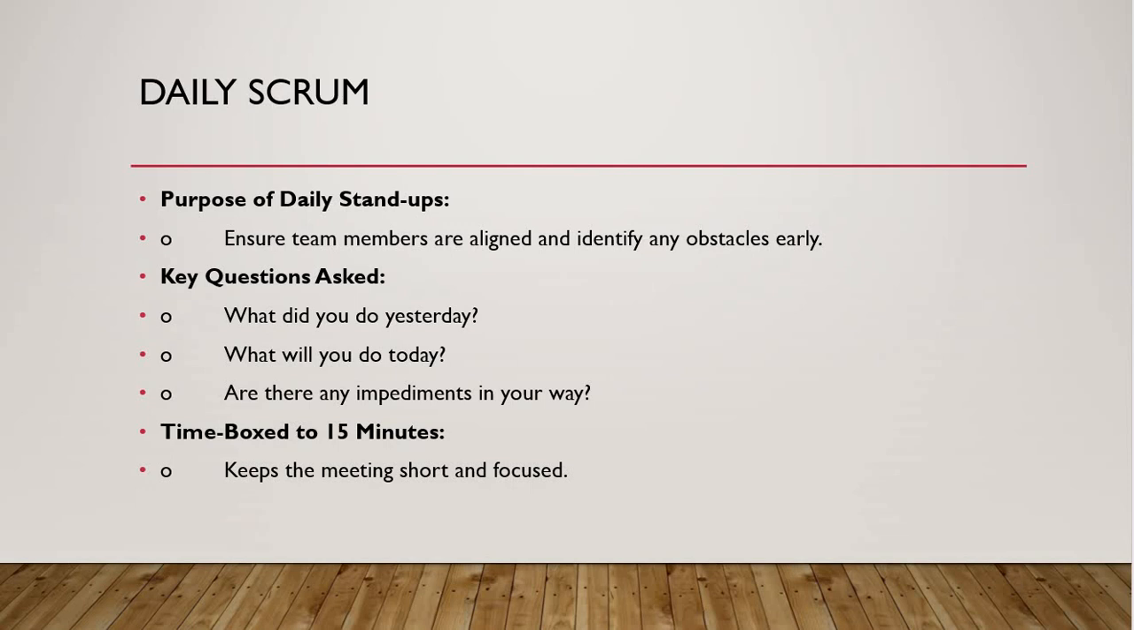So these are the key questions to be asked in daily Scrum. What did you do yesterday? What will you do today? This is to keep track of the achievement of each team member daily. Okay, and then are there any impediments in your way? This is to solve any challenge or issue. And then time box to 15 minutes. Keep the meeting short and focused.